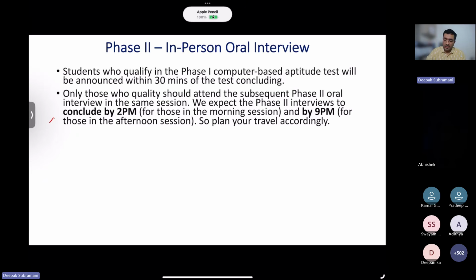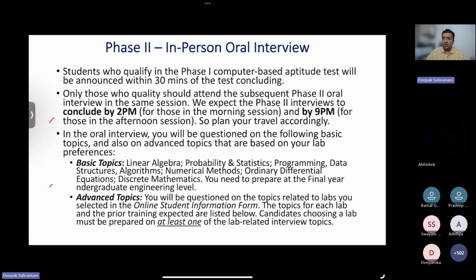So what questions will be asked in the oral interview? The oral interview will be in a panel where your chosen faculty and lab is present.